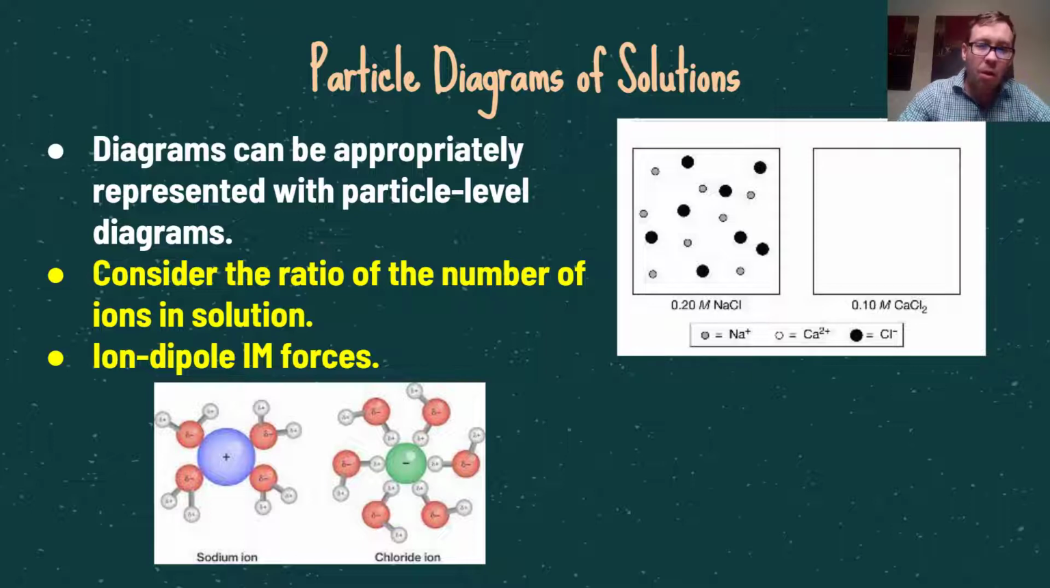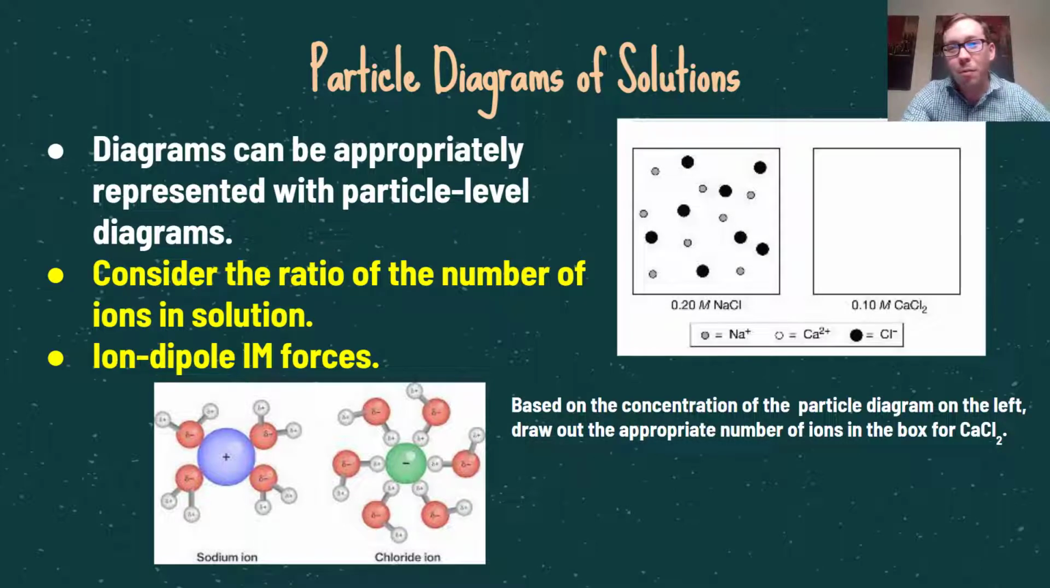It's important to be able to appropriately draw diagrams as well. Diagrams can be appropriately represented with particle level diagrams, so it's really important to consider the ratio of the number of ions in solution. Also consider ion dipole intermolecular forces. If we were to draw out diagrams of solutions and it asked for the ion dipole intermolecular forces, we know that the oxygen of water molecules are going to be attracted to the positively charged ions, while the hydrogen of water is going to be attracted to the negatively charged anions that are present in solution. And we know that this is the case due to Coulomb's law. So those are just a couple of things you want to think about as you go through and you draw out particle diagrams of solutions.